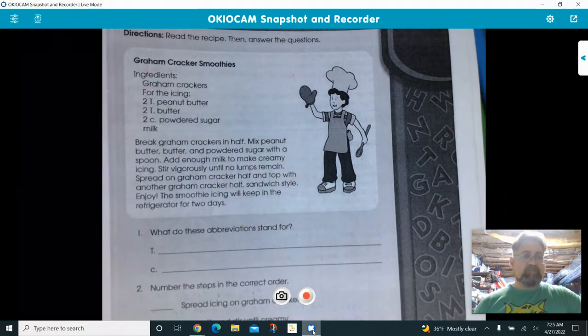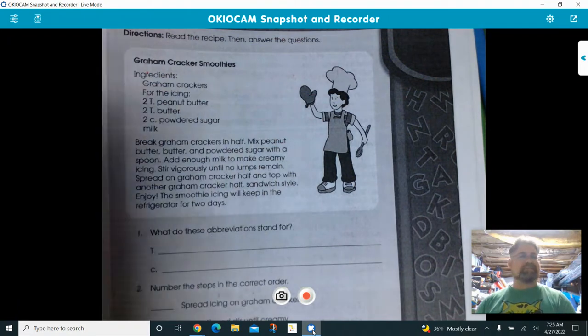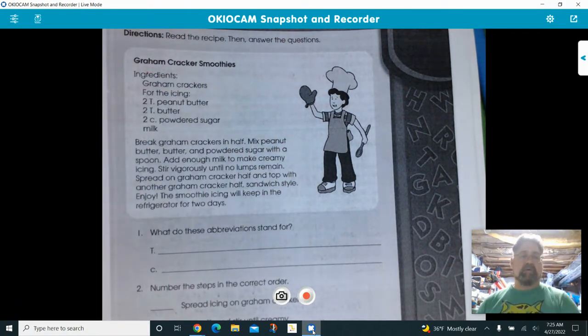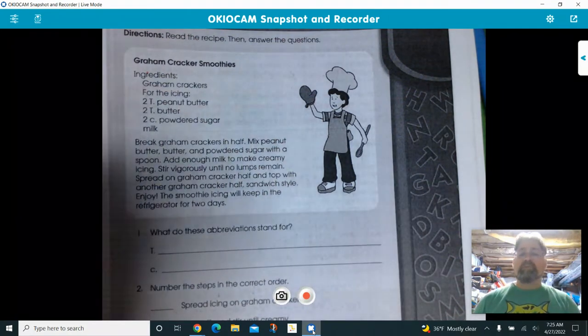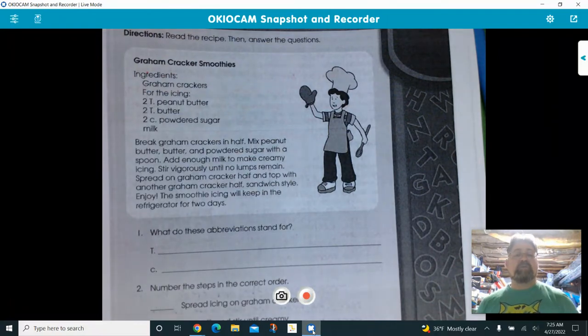Okay. And for the icing, 2 teaspoons of, no, capital T, that's tablespoons. 2 tablespoons of peanut butter. Those are the bigger ones. 2 tablespoons of butter and 2 cups of powdered sugar. And then milk. Doesn't say how much milk, just milk. Hopefully it's not a whole gallon.